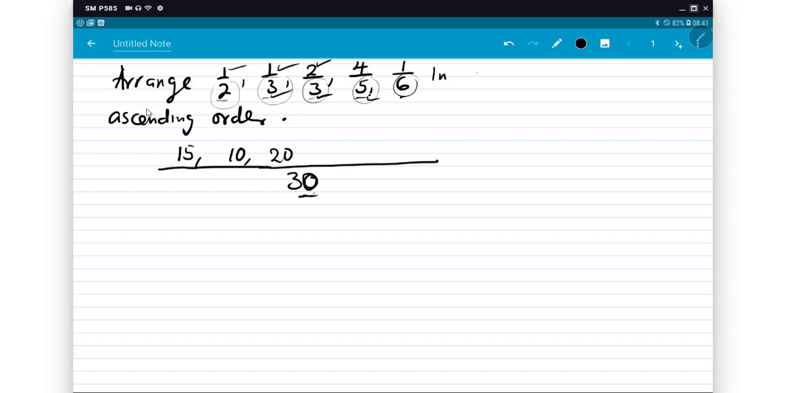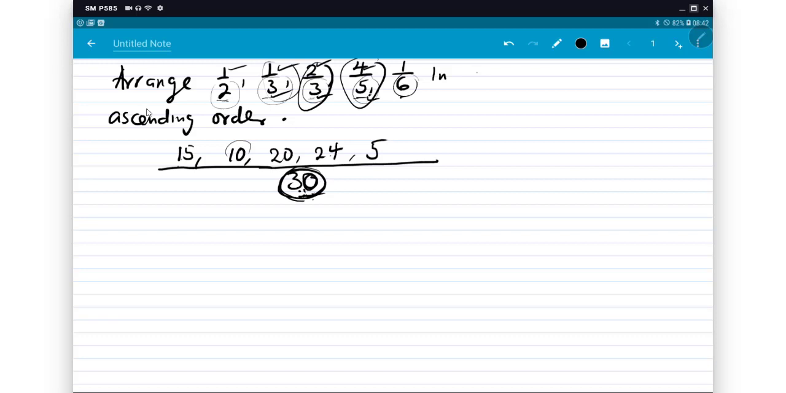Then 5 in 30, we have 6. 6 times 4, we have 24. Then 6 in 30, we have 5. 5 times 1, we have 5. So as you can see here, this simply means 15 over 30. That's my 1 over 2. 10 over 30, that's my 1 over 3. 20 over 30, that's my 2 over 3. 24 over 30, that's my 4 over 5. Alright, so 5 over 30, that's my 1 over 6. Now, it means they now all have the same denominator.